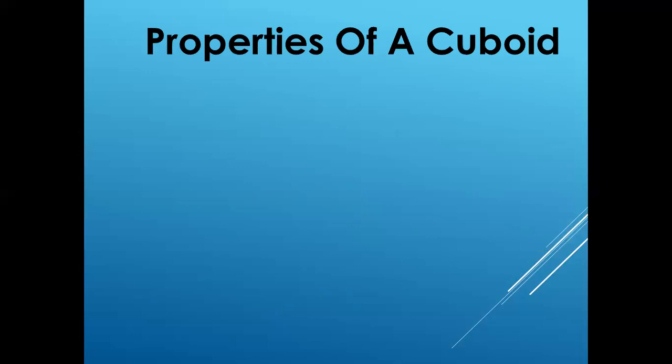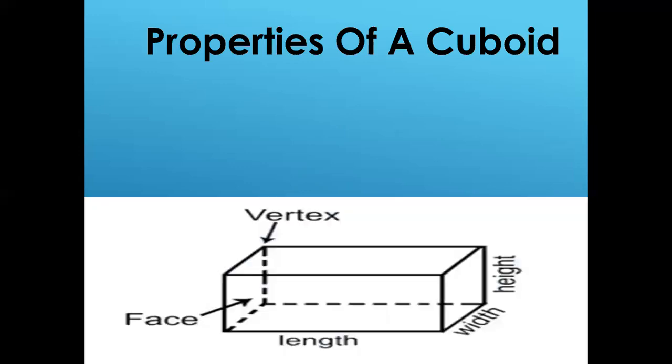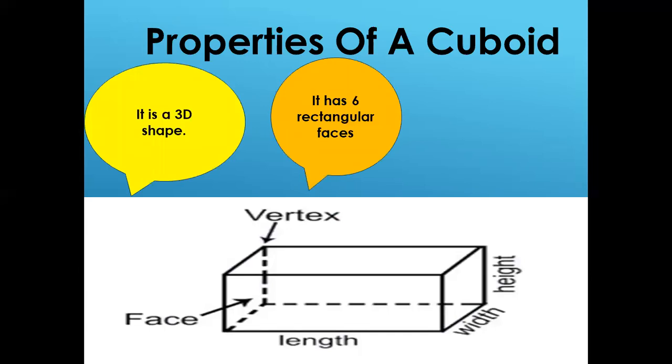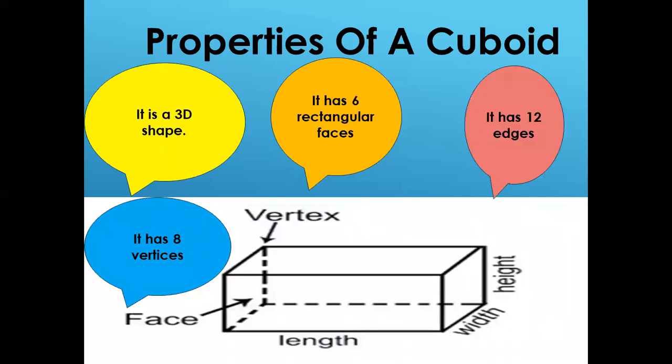Moving on, we have another solid figure on our screen, which is a cuboid. It has 6 rectangular faces. It is also a 3D shape like a cube. Dimensions refer to length, breadth and height. It has 8 vertices and 12 edges. I hope you remember what vertices and edges are.